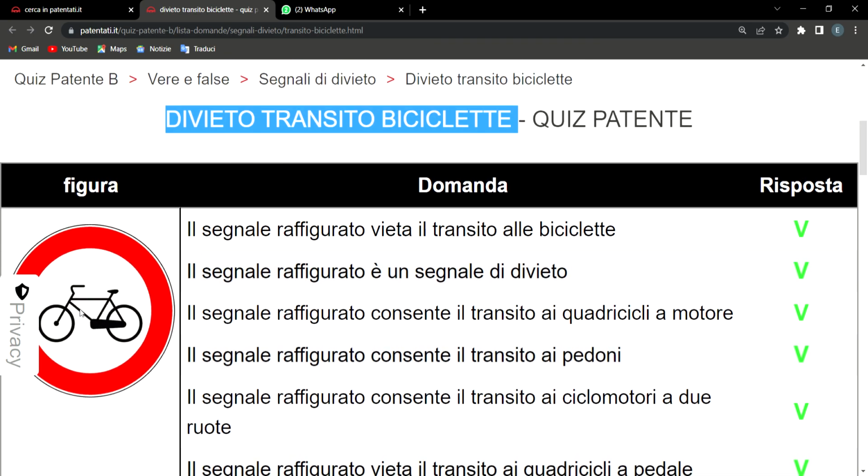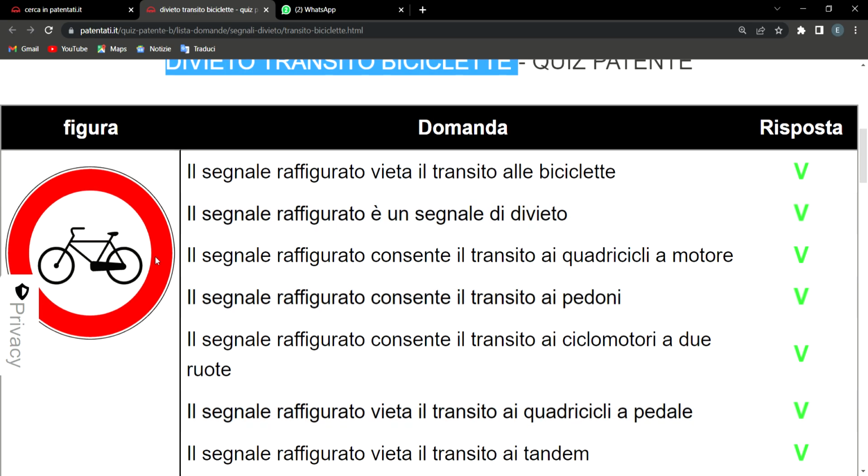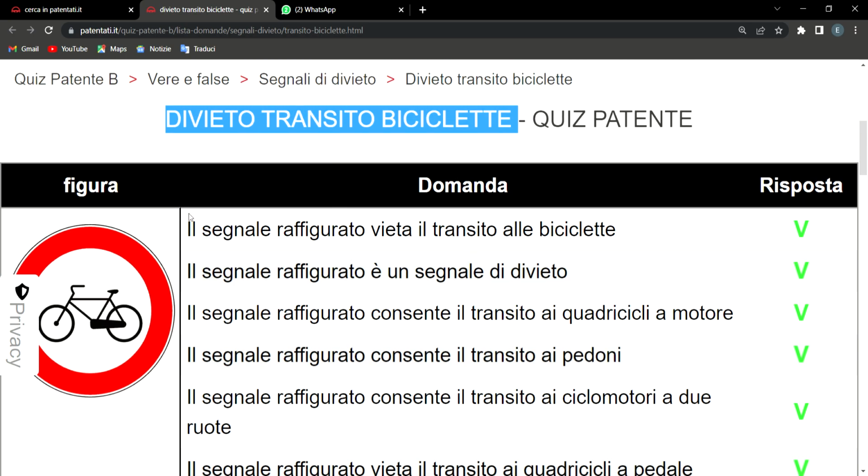This sign is simply saying that on the road that has this sign, bicycles are not permitted to transit. If you are riding a bicycle on any road and you come across something like this, it is indicating that on the road where this sign is placed, you are not permitted to ride your bicycle. That is what it's talking about. So now let us quickly move to the quiz.